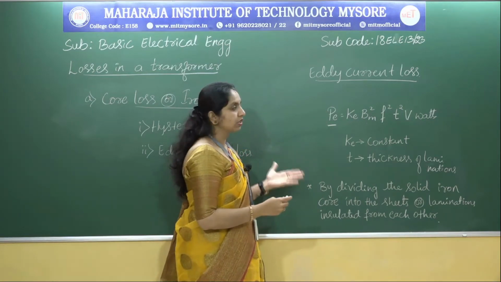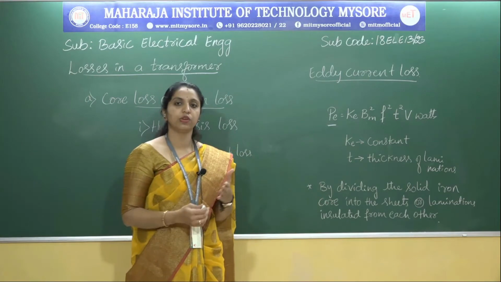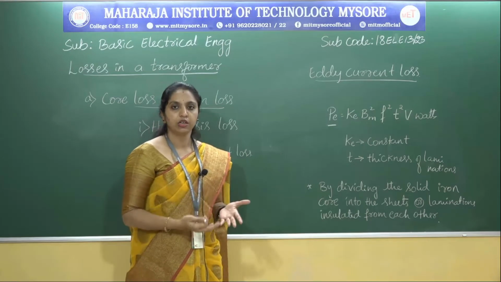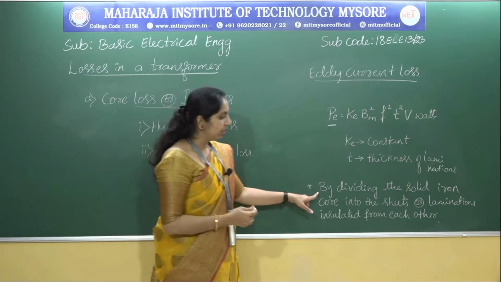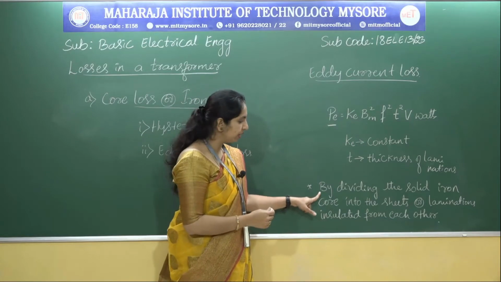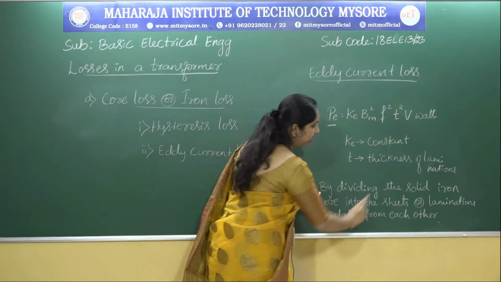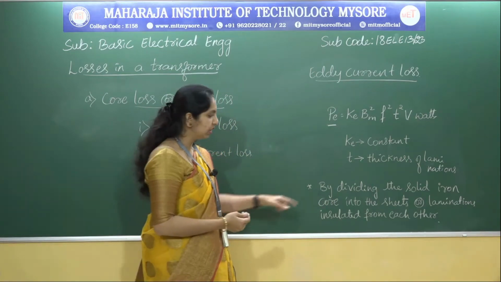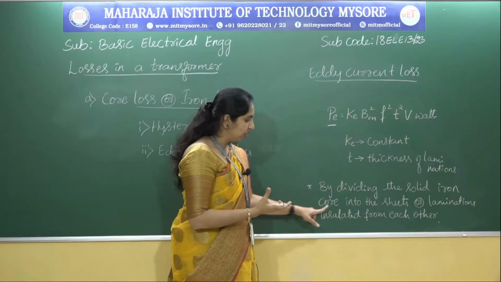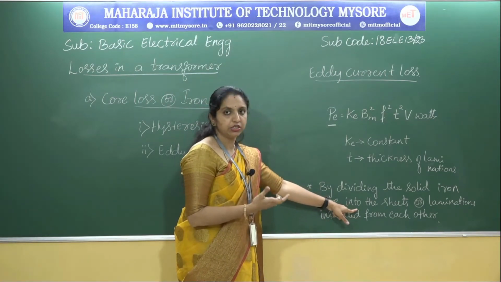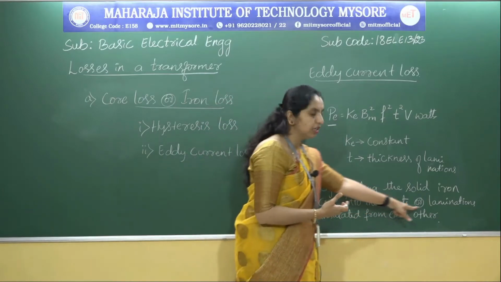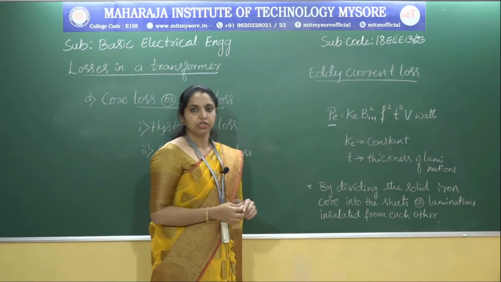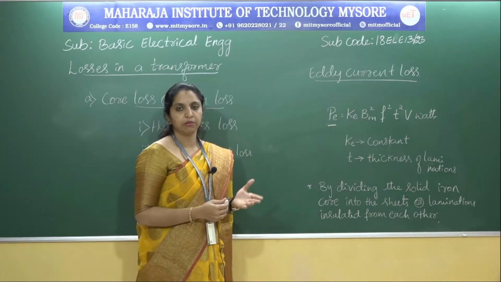Since we have discussed how we can minimize the hysteresis loss, we can also minimize the eddy current loss. How can we minimize the eddy current loss? That is by dividing the solid iron core into sheets. Remember, eddy current loss can be minimized by dividing the solid iron core into sheets. We call these sheets laminations, insulated from each other. In this way eddy current loss can be minimized.